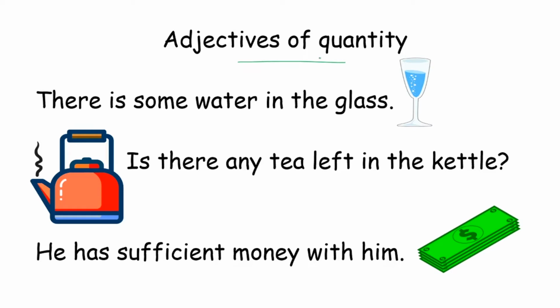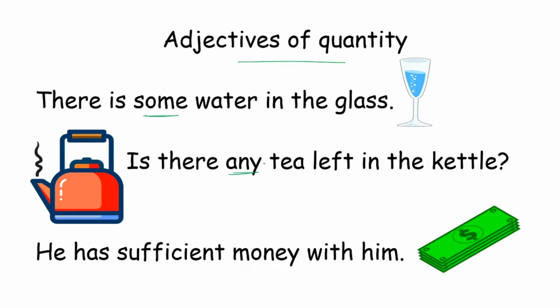Next, adjectives of quantity. Adjectives of quantity tell us how much quantity of a noun or a pronoun is mentioned in the statement. There is some water in the glass. Some here is showing the quantity of how much water is in the glass. Is there any tea left in the kettle? Any here is the adjective of quantity.